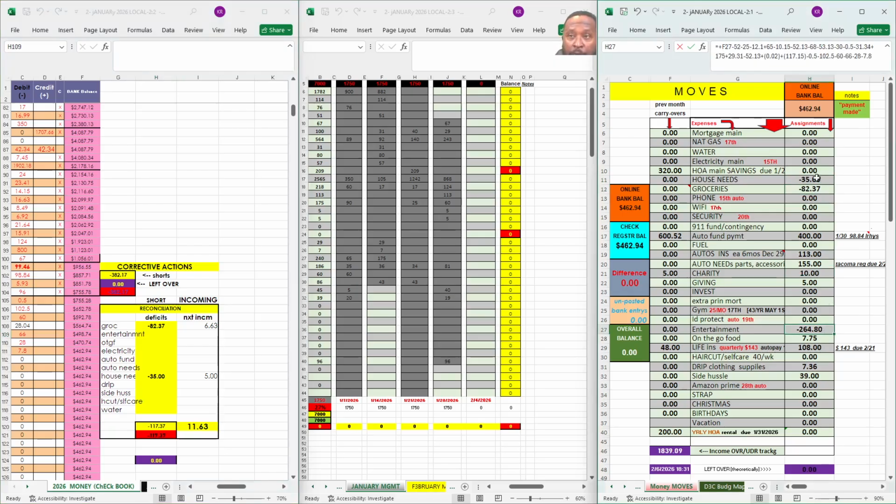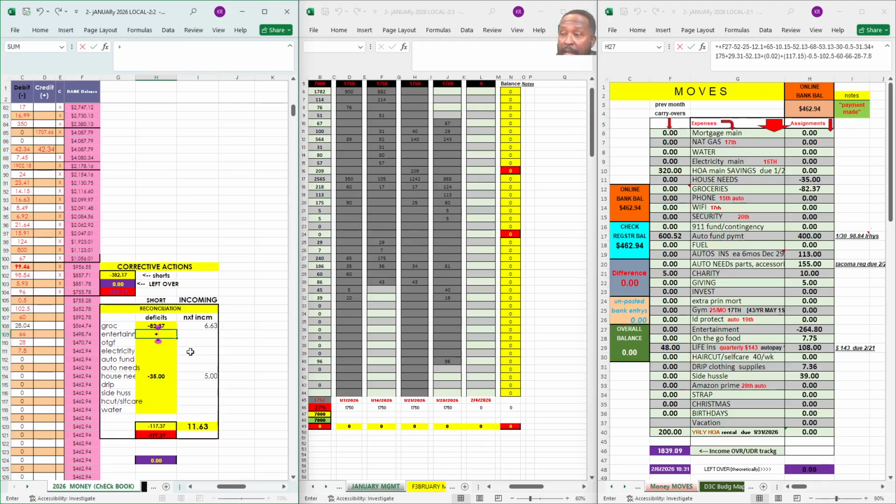So there are three total. Over here on the move spreadsheet, it shows negative 35 for house needs, negative 82.37 for groceries, and negative 264.80 for entertainment. So I got the one for groceries, I got the one for house needs, but I see the one for entertainment is missing.